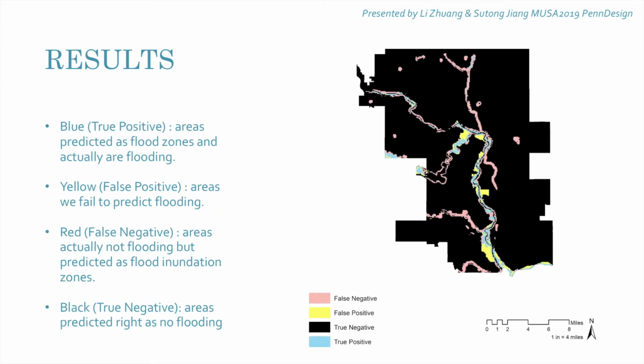The blue area, as true positive, are areas predicted as flood zones and actually are flooding. This is the area we want to optimize for saving time and money to prevent flooding hazard. The yellow, as false positive, are areas we fail to predict flooding. These areas should be minimized in order to reduce property and life damage.